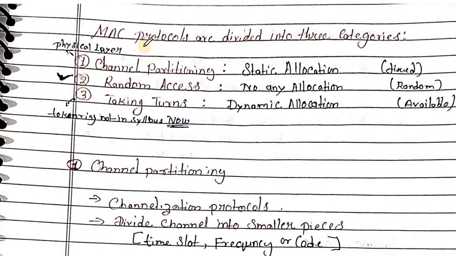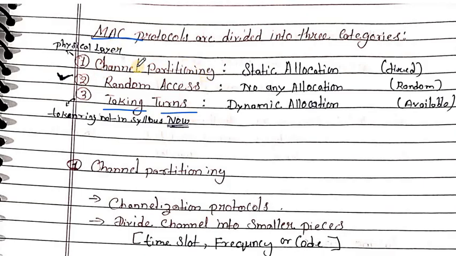Now here the MAC protocols are divided into 3 categories. Media access control protocol is divided into 3 categories. First is channel partitioning, second is random access, and third is taking turn.